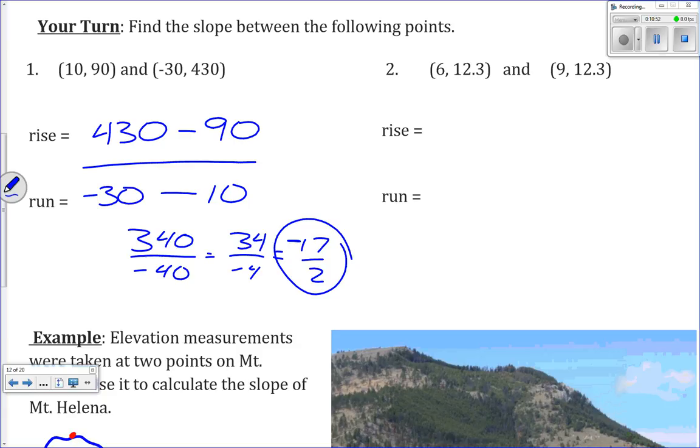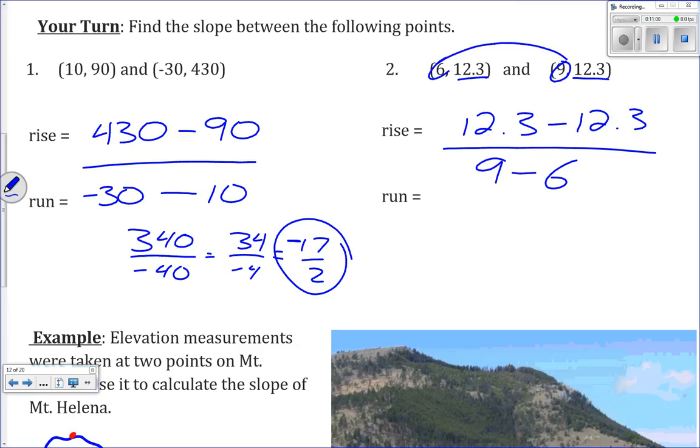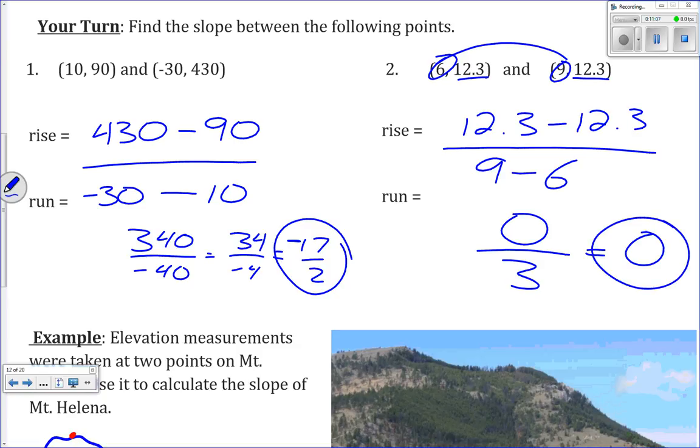And the other one, 12.3 minus 12.3 over 9 minus 6. We get 0 over 3. So my slope is 0. That's a horizontal line. Remember from yesterday? Horizontal lines have slopes of 0.